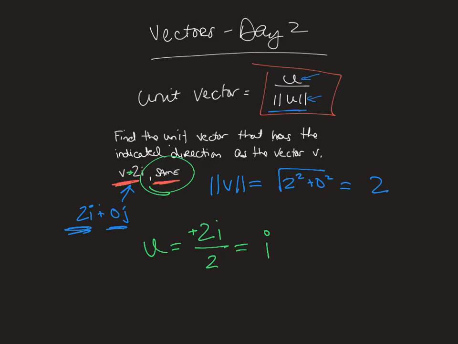And really what it means is, if I graph this, my original vector was literally just 2 units out. There we go. So 2 units out. And then the unit vector is just 1 unit out in that direction. So it's going in the same direction and it's just 1 unit.